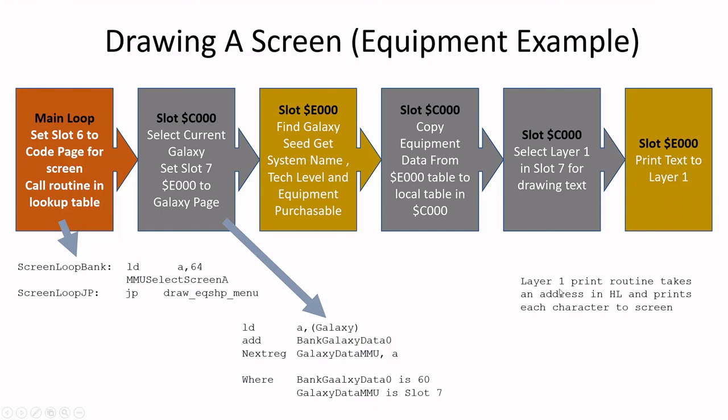As the layer 1 code works, it takes HL as the address of the text, which I've previously converted into a list of ASCII characters, and prints each one to the screen, usually with BC being the register that I'm holding the value of the cursor position to start at.